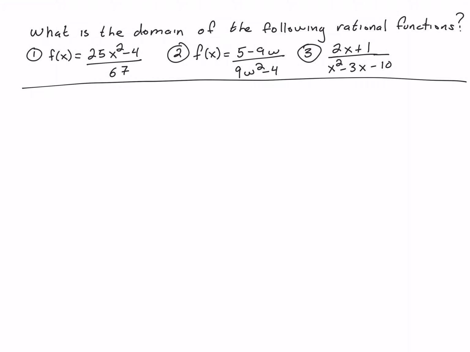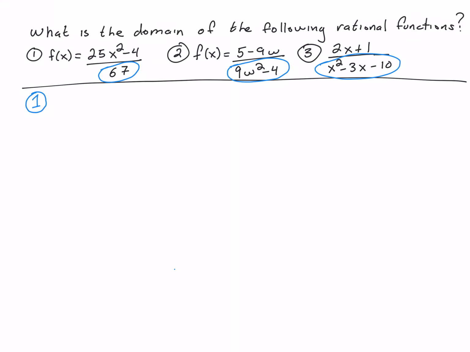Okay, so what we want to do here is find the domain of the following rational functions. So you want to ask yourself, what x values can you plug into this function and the function be defined? For rational functions, we basically look at the denominator and see if any values are excluded from the domain. Now we already know that we cannot divide a number by 0.